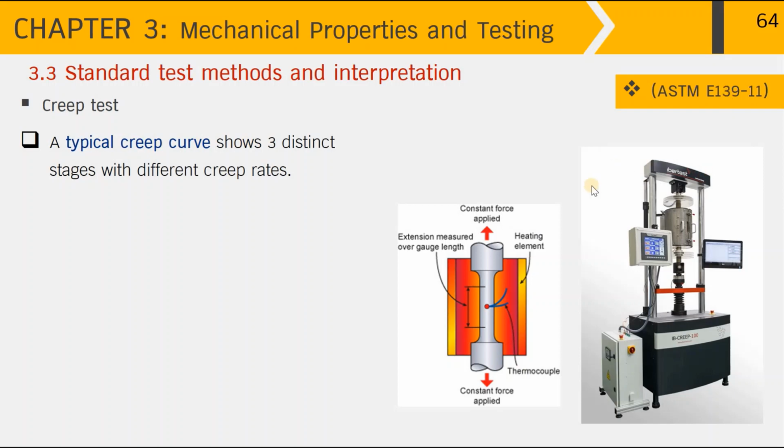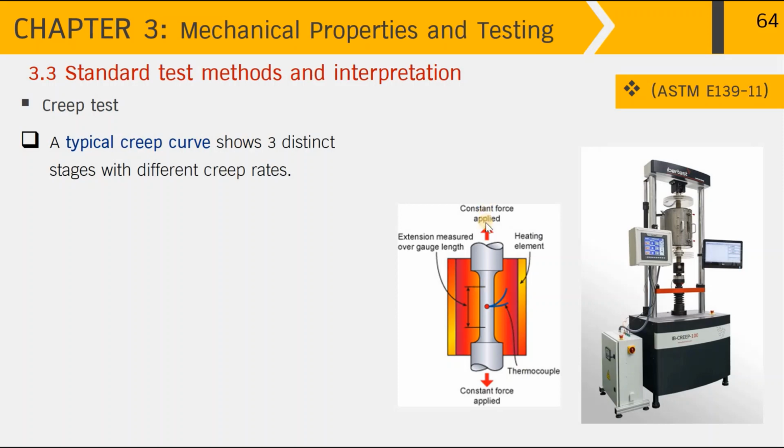Over here, you can see the creep test machine, which is quite similar to the one we use for the tensile test, but with the option of having the furnace over here to apply the temperature while doing the test. The test sample is gripped by both ends while applying the constant load in the longitudinal direction. At the same time, we have to attach the thermocouple so that we can monitor the temperature during the test. And before starting the test, we have to attach the extension gauge in order to measure the extension over the gauge length during the test.